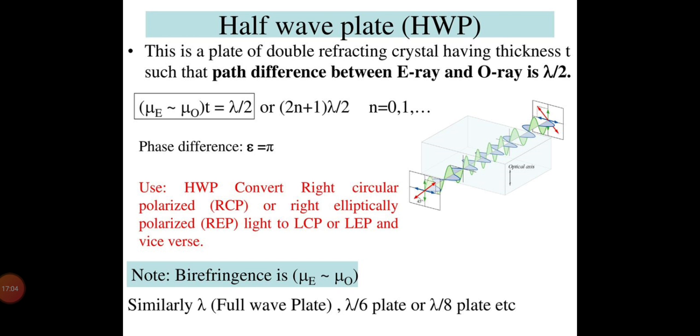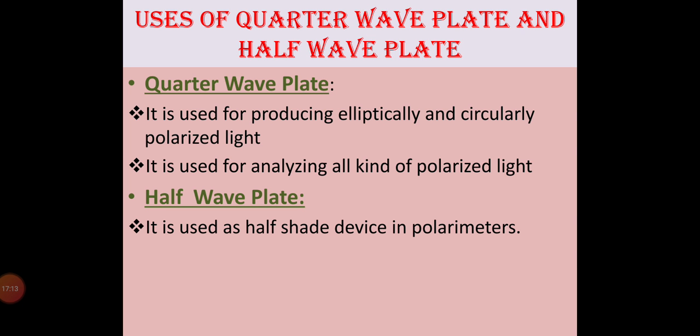That is why these types of plates are used in polarimeters as a half shade device. So this was the use of the half wave plate. Now, the quarter wave plate is used for producing elliptically and circularly polarized light, and it is used for analyzing all kinds of polarized light. And the half wave plate is used as the half shade device in polarimeters. One thing to be noted here is that the thickness of a quarter wave plate and a half wave plate depends upon lambda. So these two plates can be used for one particular color and not for all the colors, right?